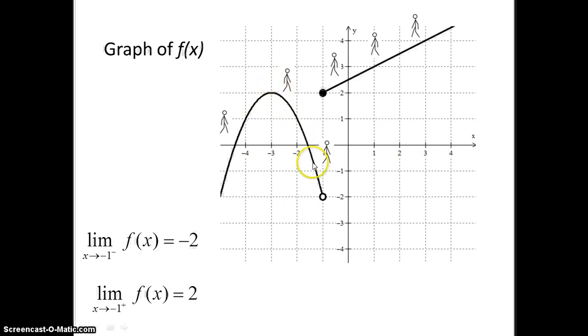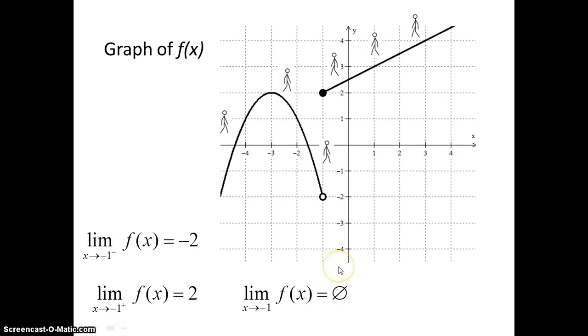Now the question we need to ask ourselves to determine the double-sided or two-sided limit is, does the person walking on this road meet with this person approaching from the right? And the answer is no, they do not. Since the value of the limit from the left does not equal the value of the limit from the right, we can say that the two-sided limit, or the limit as x approaches -1 of f of x, is undefined, or you could say does not exist.